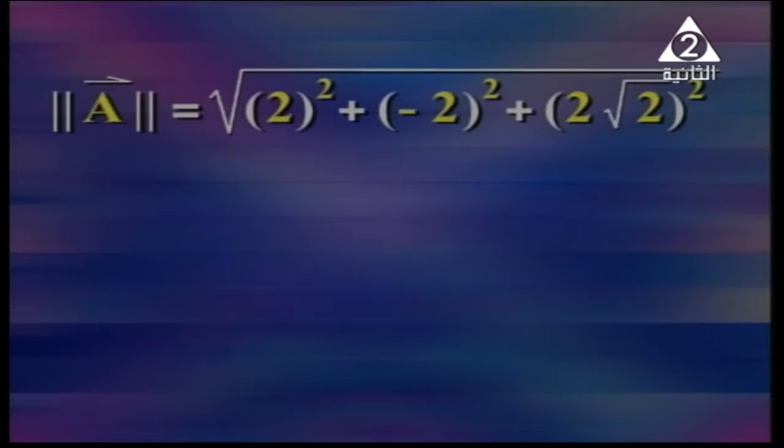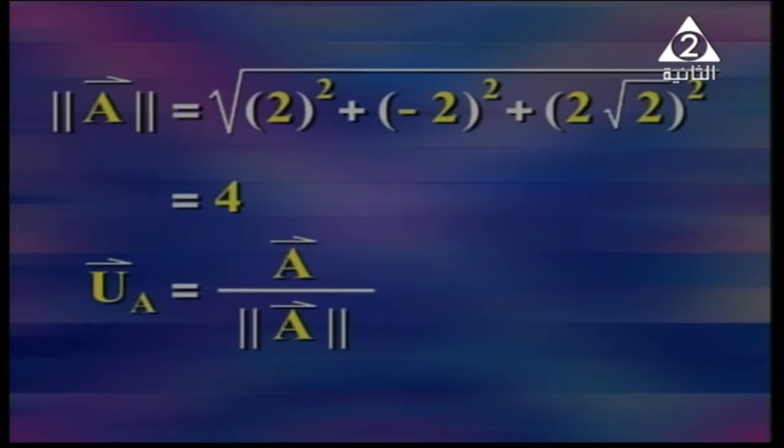At the first, we think to find the value of norm A. What is the value of norm A? Excellent student. Square root of first power 2 plus second power 2 plus third power 2. Answer is 4. This is the norm of the vector A.